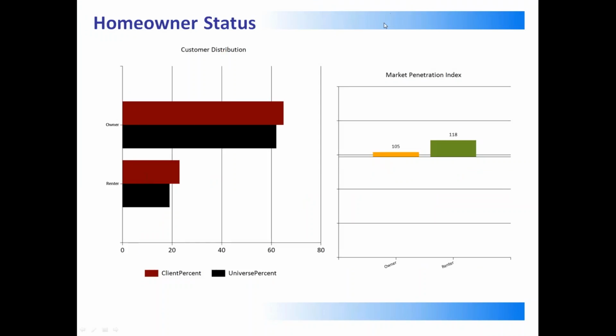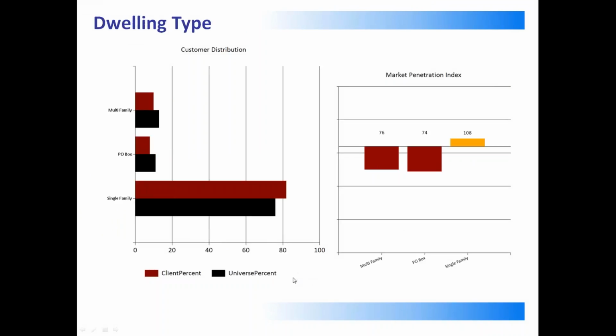We look at home ownership status. We see that roughly 2/3 of the customers are owners of their own homes, but so is about 2/3 of the reference universe. So they're only over-indexing at 118. They're only indexing at 105. They're kind of neck and neck against the universe. They're actually slightly over-indexing for renting. The bottom line is home ownership is really kind of a non-factor in the model.